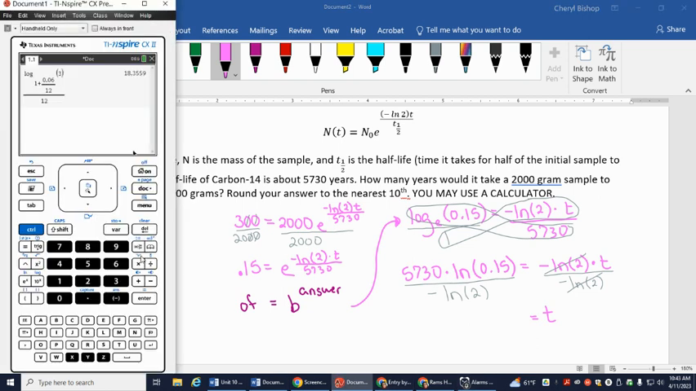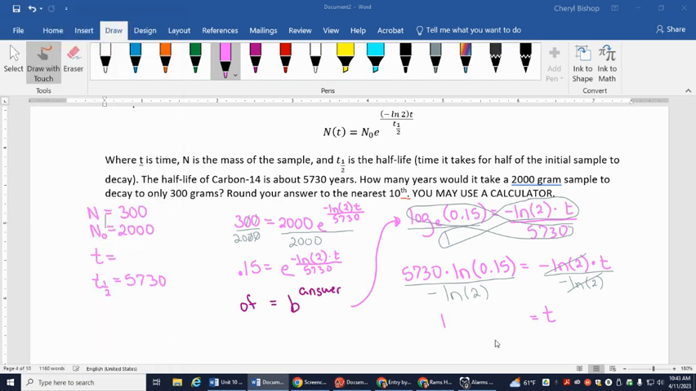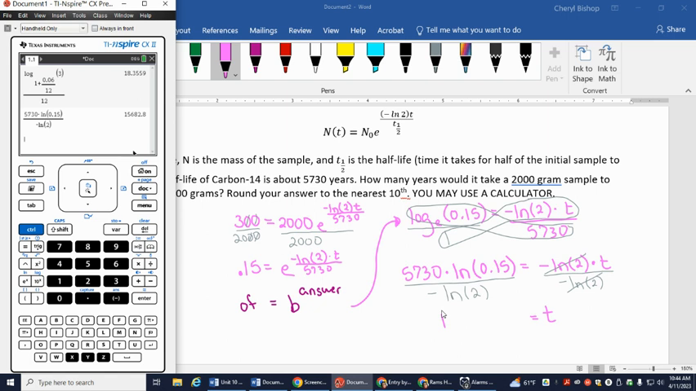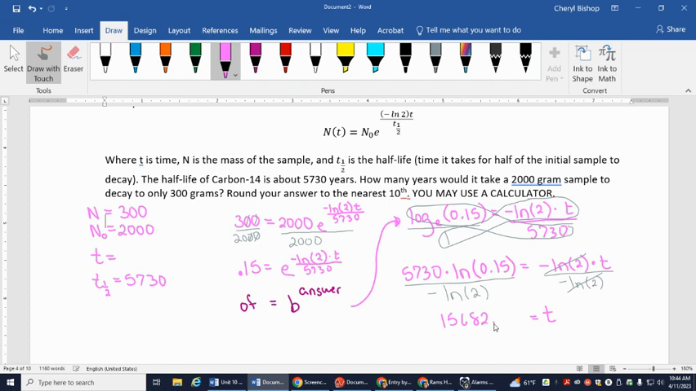All right, let me grab a calculator. So it's going to be, I'm going to do control divide, so it's a fraction. In my numerator, 5730 times the natural log of 0.15 over negative natural log of 2. When I hit enter, I get 15682.8. Round your answers to the nearest tenth.